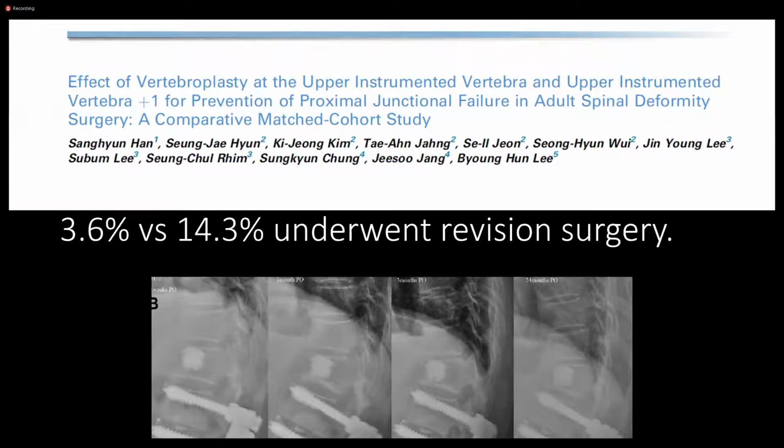By looking at their numbers, their vertebroplasty group had only one revision, which was 3.6%, versus the control group, which had 14% revision surgery. I mean, statistically there is no difference, but I think with more patients, potentially there could be a difference. But also, we have to keep in mind that when we put bone cement in the vertebral body, around the screw or without a screw, it could be really difficult for revision surgery down the road.